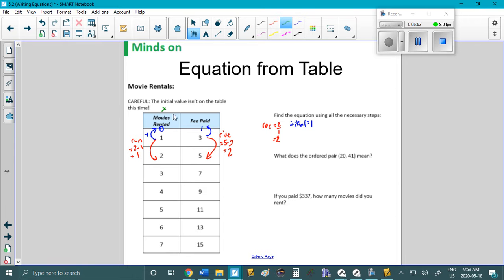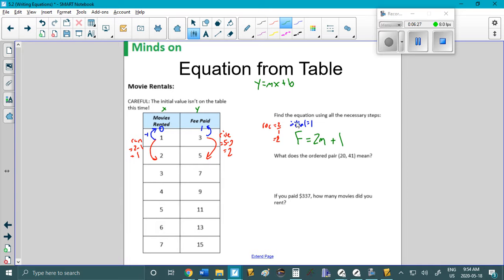So again, these are our x's, these are our y's. Remember that it's always y equals mx plus b. In this case, the y's is the fee paid. So we'll say, fee, or f, equals, remember the m is the rate of change, so 2x, but instead of x, it's movies rented, so let's say m, or n for number of movies, that would be fine too, and then plus b, well, the initial value we found is 1, so plus 1. And that's it, that's the equation.